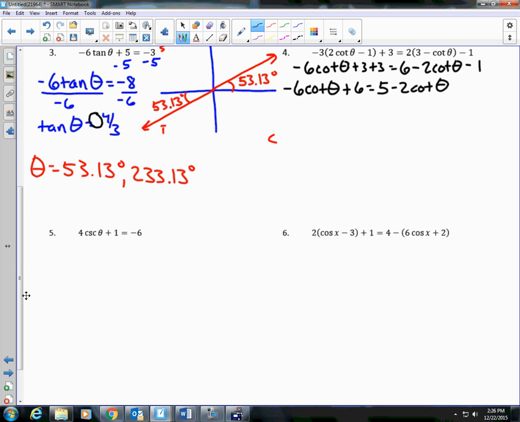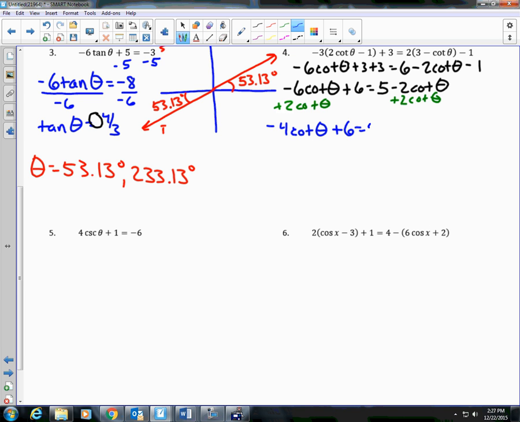What should I do at this point? Now I've combined some terms I've distributed. I'm going to get my cotangents on one side. I'll add 2 cotangent of theta to both sides. I know that we've not done that operation before, but what do you think -6 cotangent of theta plus 2 cotangent of theta is? -4 cotangent of theta plus 6 is 5. Then what?